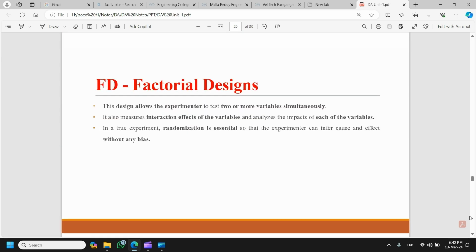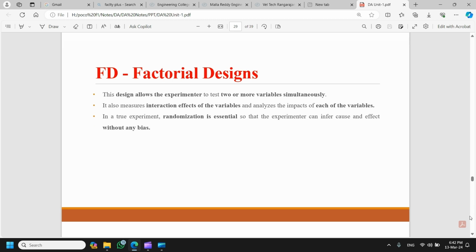Okay, the next one is the factorial designs. The design allows the experiment to study two or more variables simultaneously. The interaction effect of the variables is analyzed along with the impact of each variable. A true experiment and randomization are essential for that. The experiment can then infer the effect caused, without any bias. Without any bias means it should not lean to only one side. You have to check exactly what inputs are given and exactly what outputs there are. Even if you know a particular person, you should not consider it in a particular way. Only the experiment result has to be considered here.